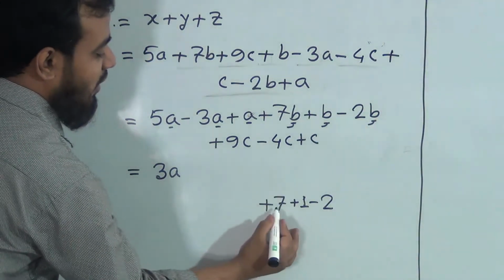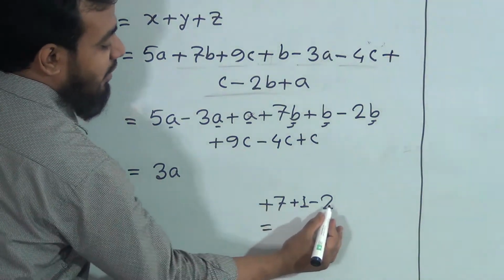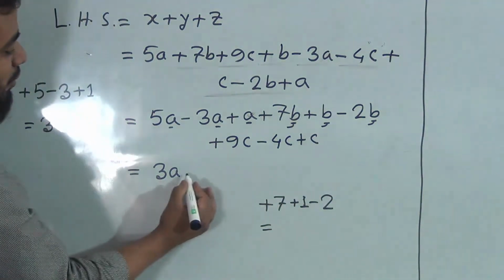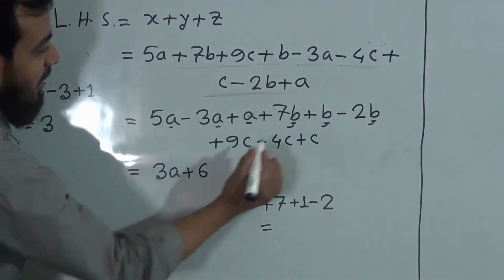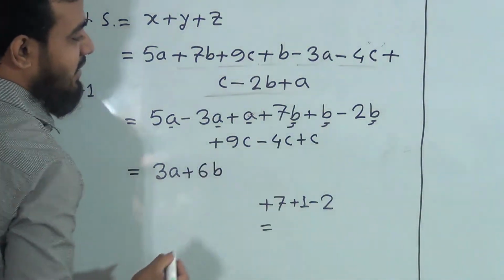So the addition will be 7 plus 1 equal to 8. 8 minus 2 equal to 6. That is why we should write down plus 6 and b as a variable.